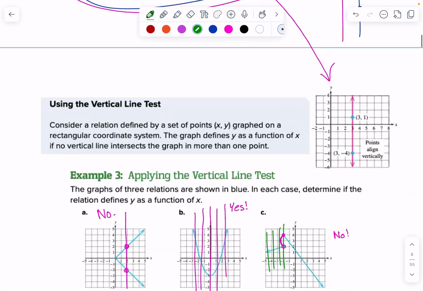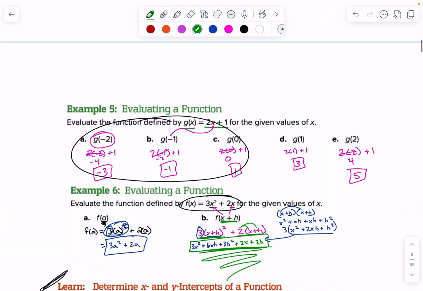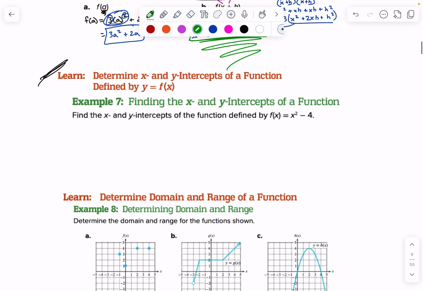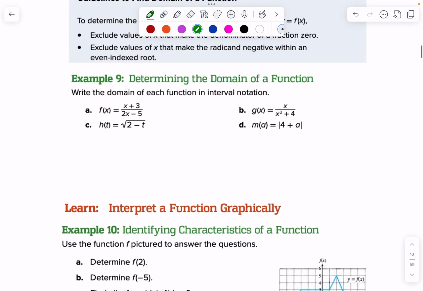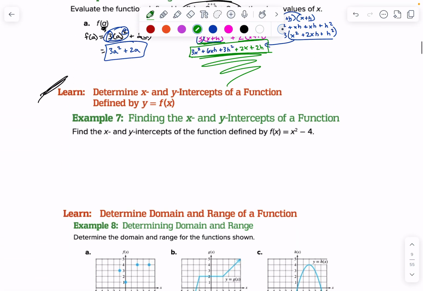But we are on example 7. We only have, I think, 4 examples left, but there's a bunch of parts to them. So here we go. Example 7. They want you to find x and y intercepts, okay?